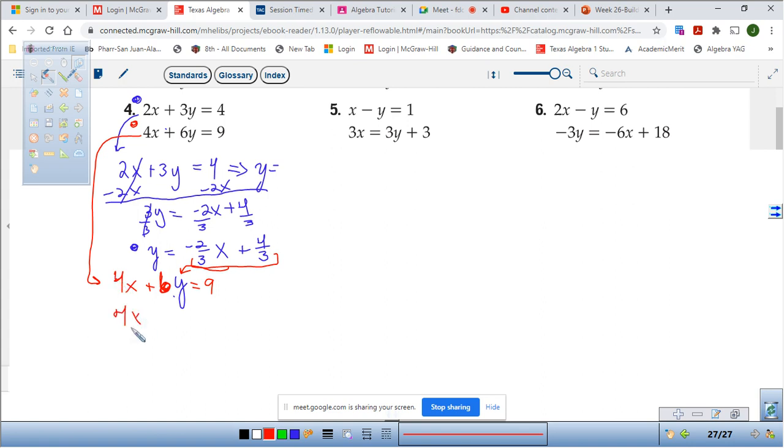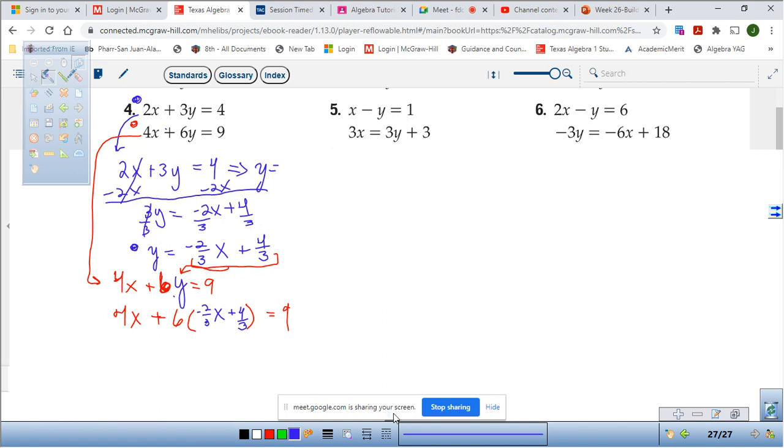We're going to have 4x, what's up, Samantha? Plus 6, and then parentheses, equals 9, and then here we go. I don't know if I gave myself enough room. Negative 2/3 x plus 4/3. Okay, cool.